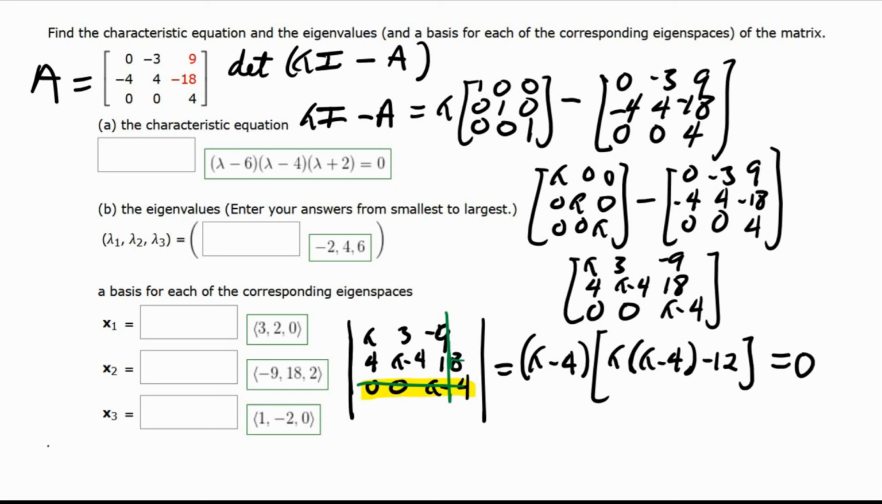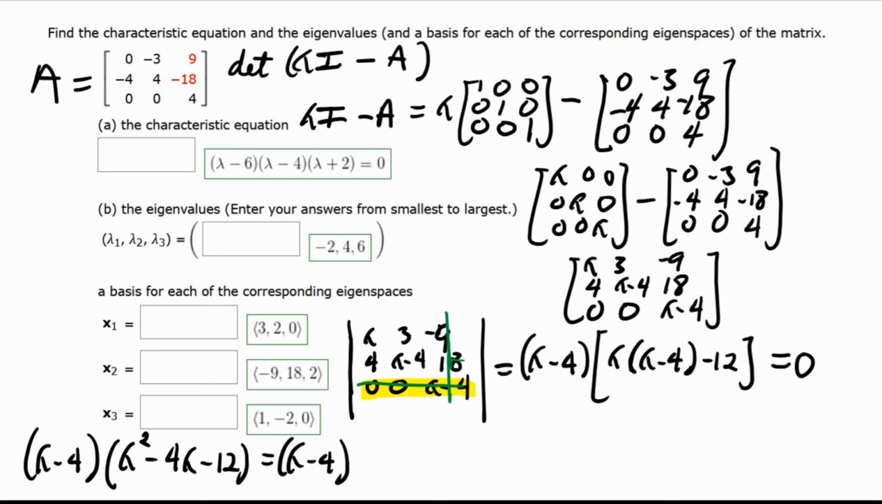So that gives us lambda minus 4 times lambda squared minus 4 lambda minus 12. Let's see if we can factor that. That's lambda minus 4 times lambda minus 6 and lambda plus 2 equal to 0.